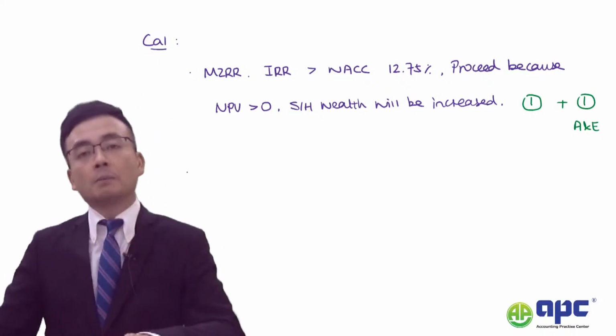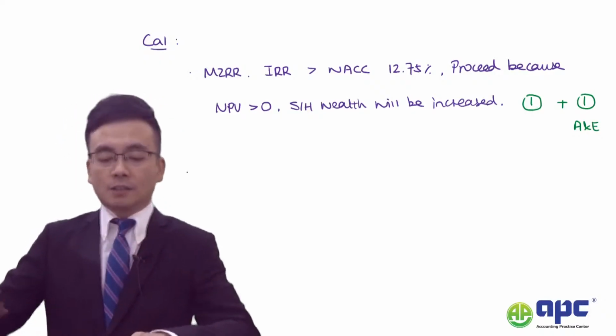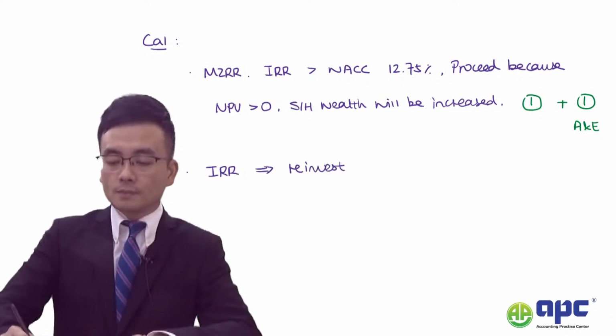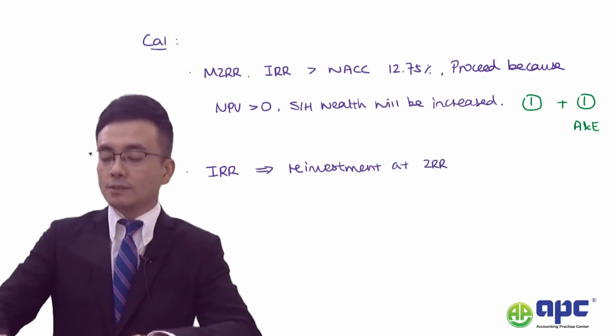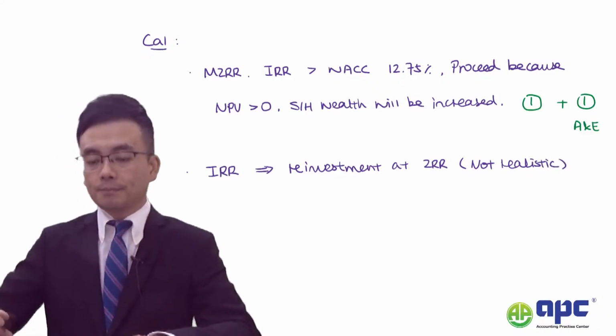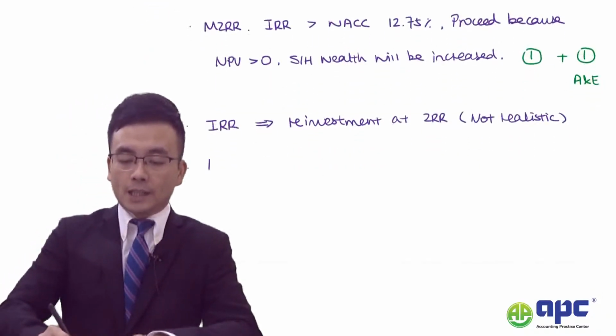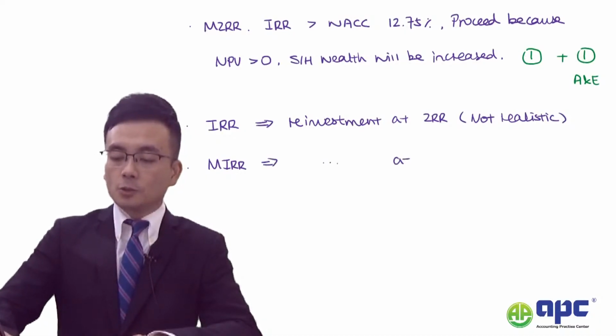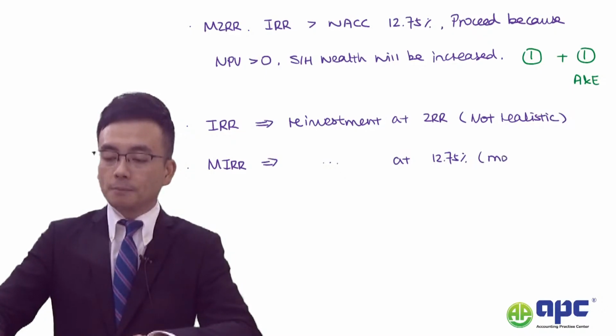Now, not just for that, but also you can discuss the MIRR and IRR. So, for example, the IRR is based on the reinvestment assumption at IRR. So the implication is that it is not realistic. It's not each and every time that we can earn 27% for the subsequent years. And the MIRR, on the other hand, modifies this reinvestment assumption at 12.75%. Okay, it's more realistic.